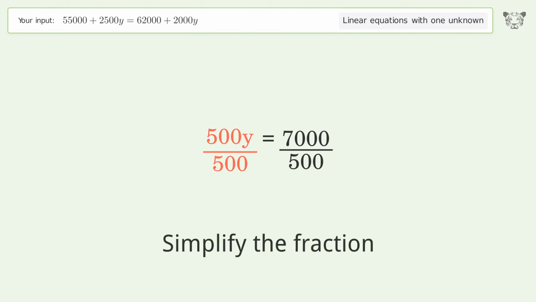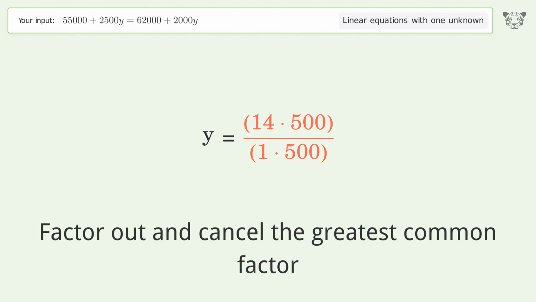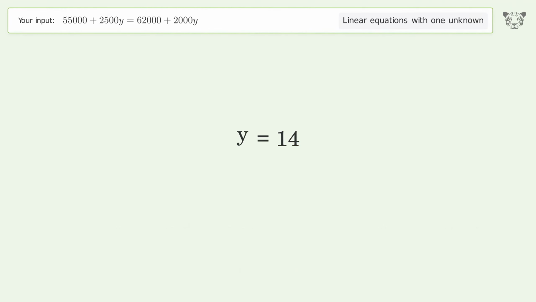Simplify the fraction. Find the greatest common factor of the numerator and denominator. Factor out and cancel the greatest common factor. And so the final result is y equals 14.